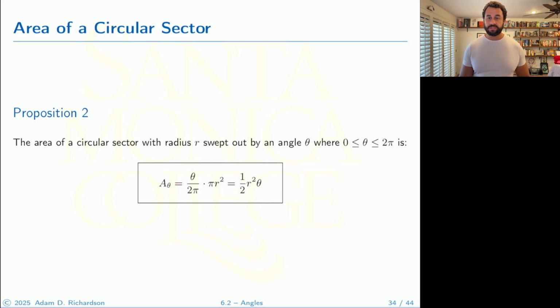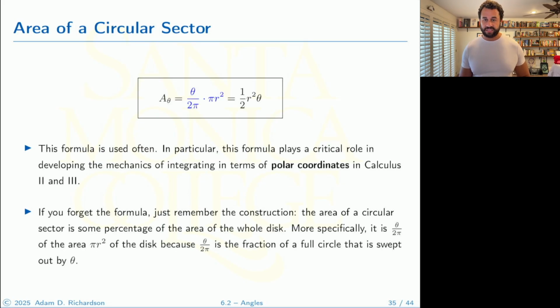Okay, now I have a couple notes about this formula, and I'll explain them right now on this slide. So this formula gets used a lot, and in particular, it plays a critical role in Calculus 2 and Calculus 3 when you start talking about the mechanics of the Riemann integral. Without getting too far off track, when you learn how to integrate in calculus 1, 2, and 3, you have to basically add up a bunch of things that have the same, we'll say, structure. And this formula turns up when you want to start doing that in terms of what are called polar coordinates in calculus 2 and 3.